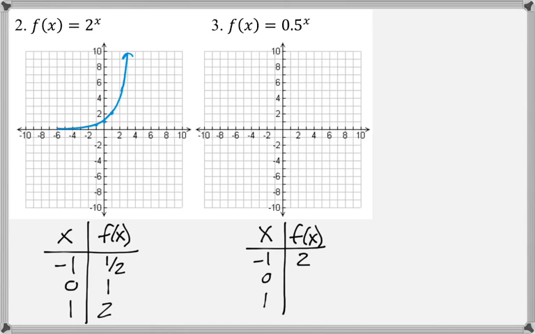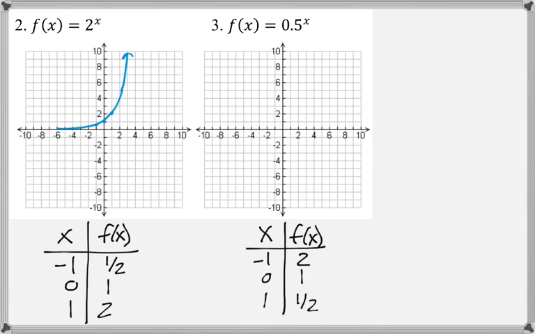And that's really because 0.5 is 1/2. So if you raise it to the -1, you're flipping it, and the reciprocal of 1/2 is 2. Just like the reciprocal of 2 is 1/2. And then if you raise it to the 0 power, you get 1. And if you raise it to the first power, you get 1/2.